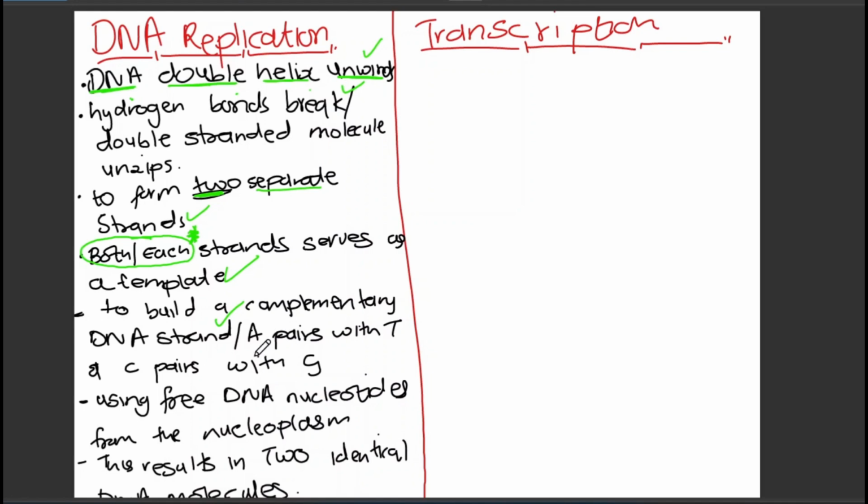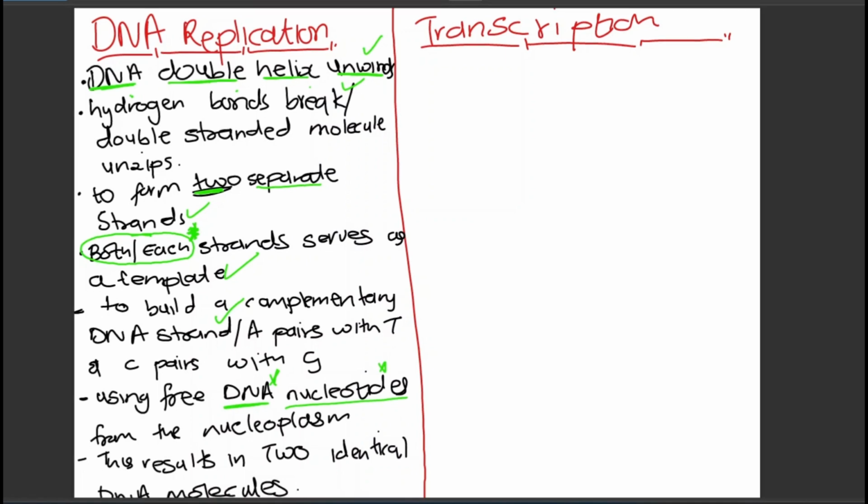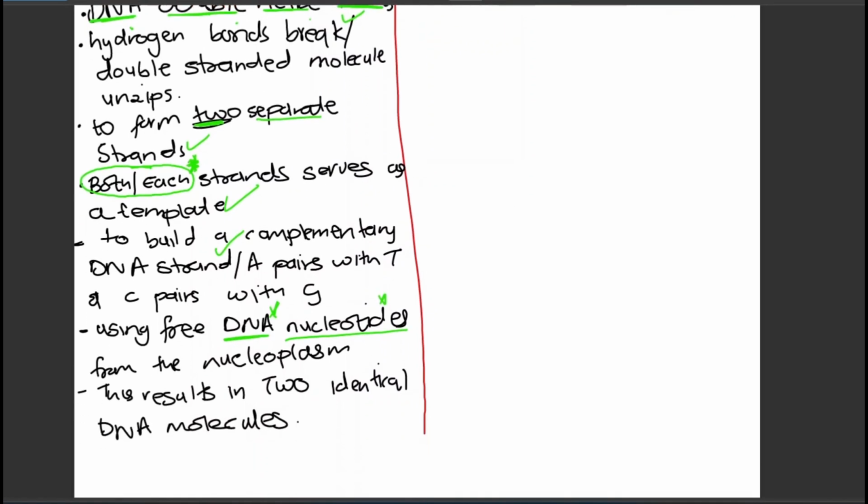Now, the pairing of the bases here is obviously due to the free DNA nucleotides. So now using free DNA nucleotides, and where are we getting these nucleotides? In the nucleoplasm. Common mistake: if you don't mention the word DNA, you actually don't get a mark, because remember, in the nucleoplasm, there's also RNA nucleotides. So you need to mention that.